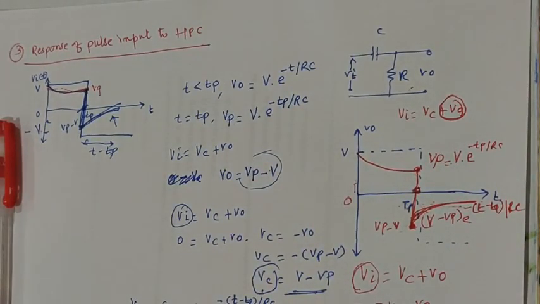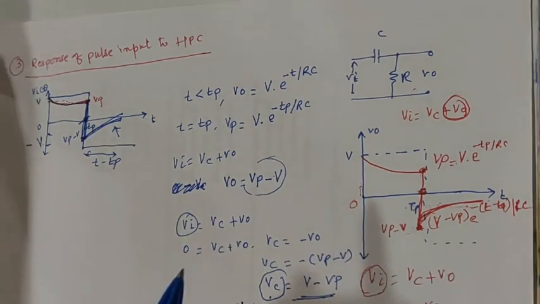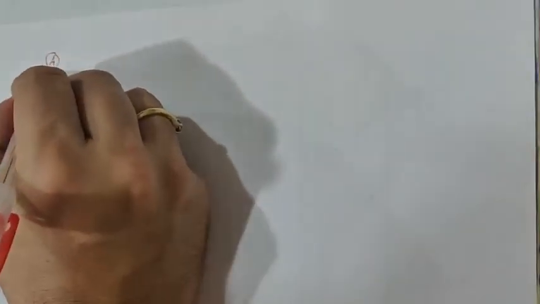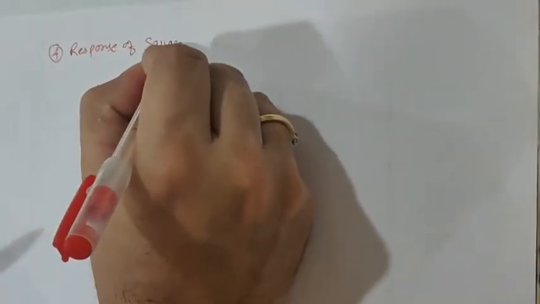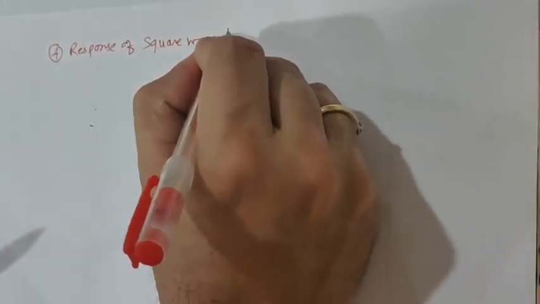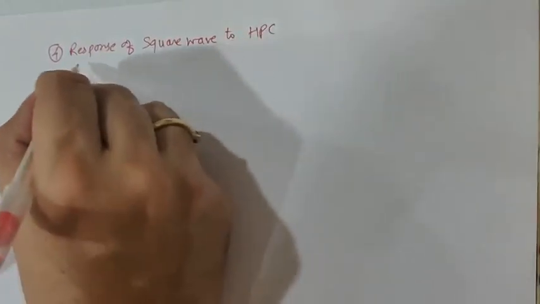Remember this. Now the important part that we need to take is square wave, because square wave is very important to us. Now let us apply the square wave to the high pass circuit. So it is the fourth wave that we will study. It is nothing but the response of square wave to high pass circuit. Very important.